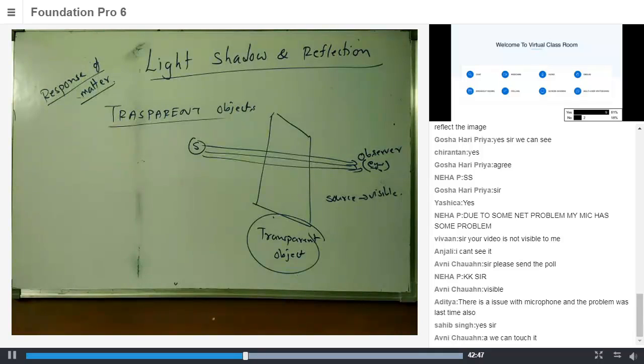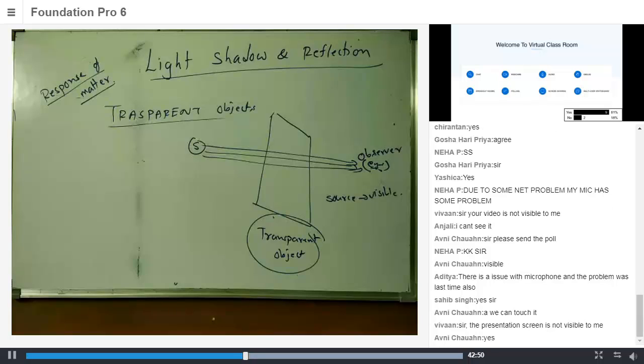why is it visible? Avni says as we can touch it, it is visible. Sir, the sources can be seen by our eyes, so we can see it. Like water is also a transparent source, so we can see water and touch water. Okay, I understand. Because light falls on it, it is visible to us.